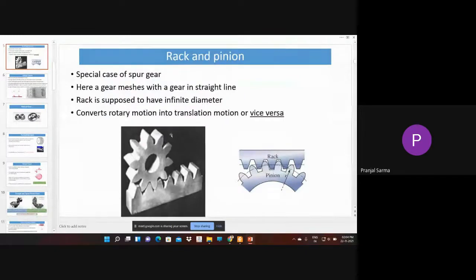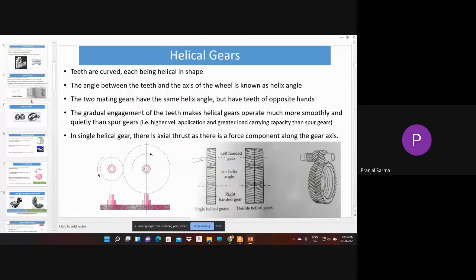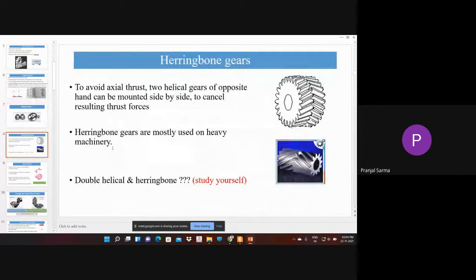Okay, so rack and pinion we have already discussed as a special case of spur gear, and for converting rotary motion into translation motion we use this rack and pinion. Then we have also discussed helical gears and herringbone gears, and I told you to find out the difference between double helical and herringbone gear. I hope you have understood and gone through it.